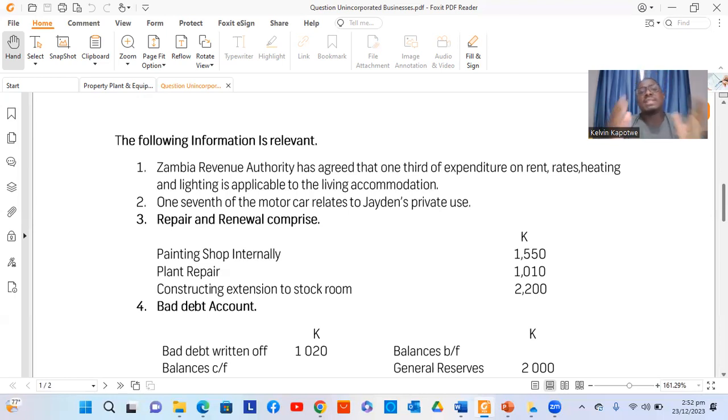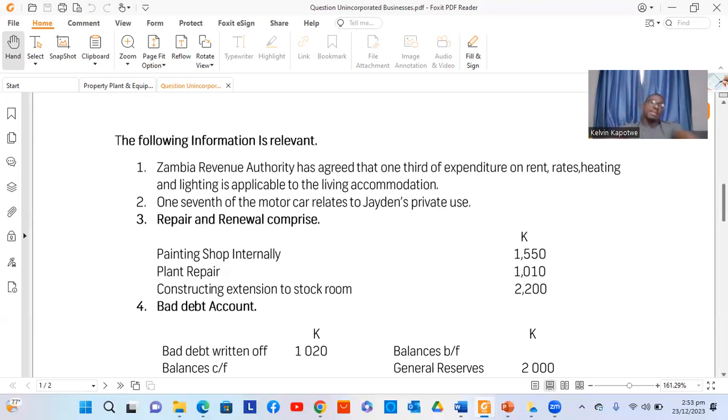Number two, 1/7 of motor car expenses relates to Jaden's private use. So 1/7 of the expenses to do with motor vehicle expenses relate to private use, not business related. As such, 1/7 is going to be disallowed when computing adjusted business profits. Let's move on. Repair and renewal comprise of painting shop internally, plant repair, and then constructing extension to stock room.